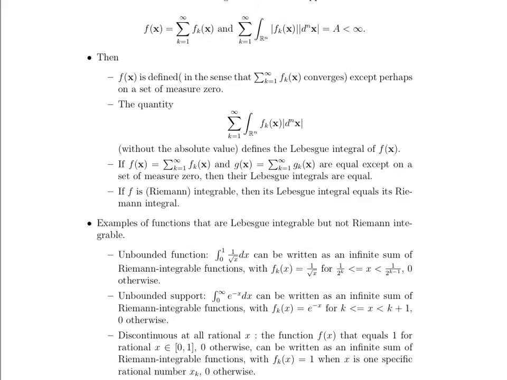Remember, Riemann integrals fell apart when we encountered an unbounded function. So for instance, this function from 0 to 1 of 1 over the square root of x can be rewritten as an infinite sum of Riemann integrable functions. The way we do that, I'm going to fix this typographical error, is each of the f sub k's is going to be equal to 1 over square root of x, but only on a very small interval, as we're nearing this discontinuity, the asymptote, as we approach 0.